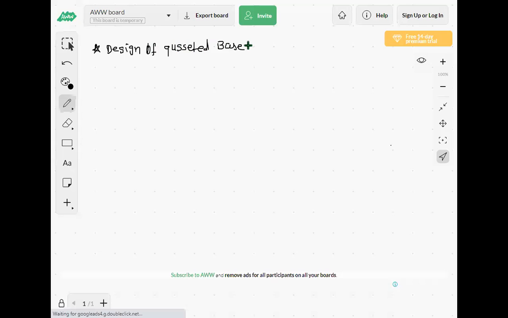At the beginning of this chapter we saw what a column base is and what the two types of column base are: first the slab base and second the gusseted base. We have designed the slab base. Now we will see how to design the gusseted base. We will see the procedure first and then solve an example on the design of gusseted base.